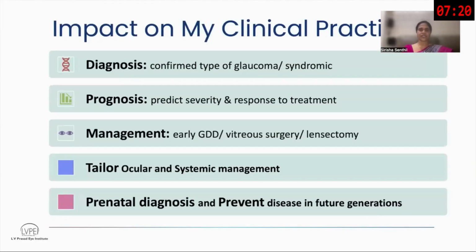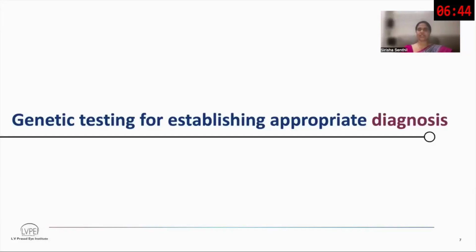For me, genetics definitely helps to confirm diagnosis in several conditions. It also helps to predict the severity of the disease and the response to treatment. In several situations, it also helped me to change my management strategy and sometimes change the way I think or possibly offer a different type of surgery for them. It also helps to tailor the ocular and systemic management, especially in syndromic conditions, and to move one step ahead and try to prevent disease in future generations. So let's look at a few examples of what has helped in our practice.